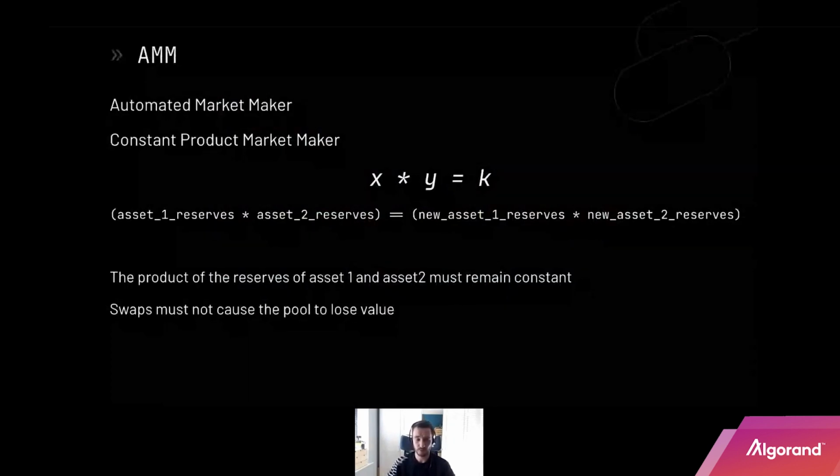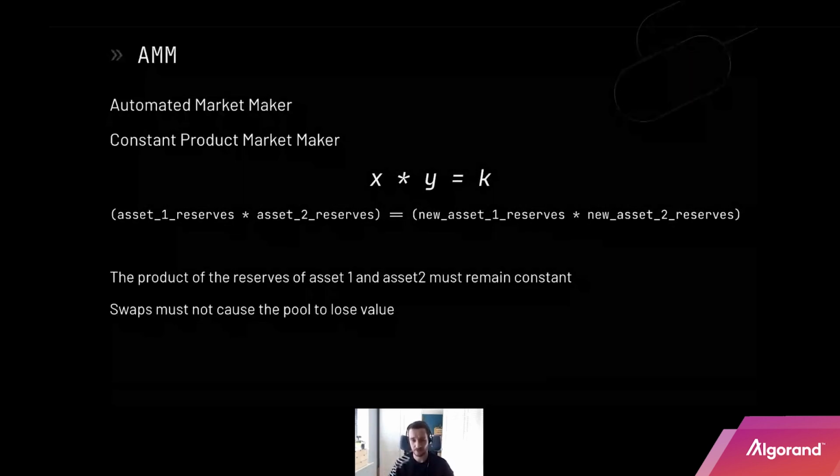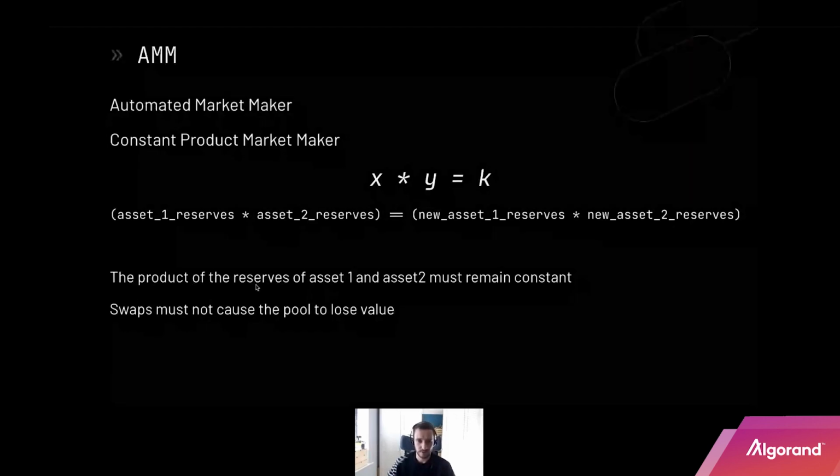The algorithm behind this is called the constant product market maker, and it has a very simple formula, which is x multiplied by y equals k. So what does this mean? It means that the product of the asset reserves, the total of asset 1 and asset 2, must remain constant. So if I make a swap, the product must stay constant after that swap. It cannot be reduced. So the total value held in the pool must stay constant over time, unless, of course, more value is added to the pool. Swaps must not cause the pool to lose value.